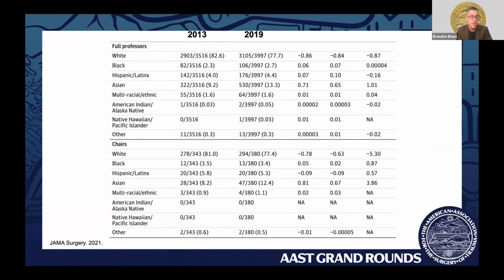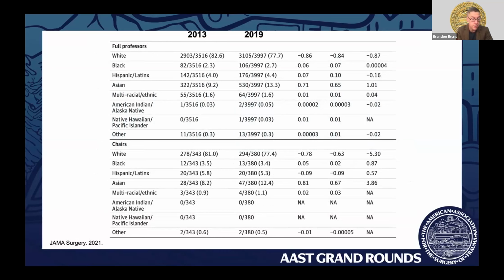White faculty maintain most leadership positions, with 77.7% of full professors in 2019 and 77.4% of chair positions in 2019.